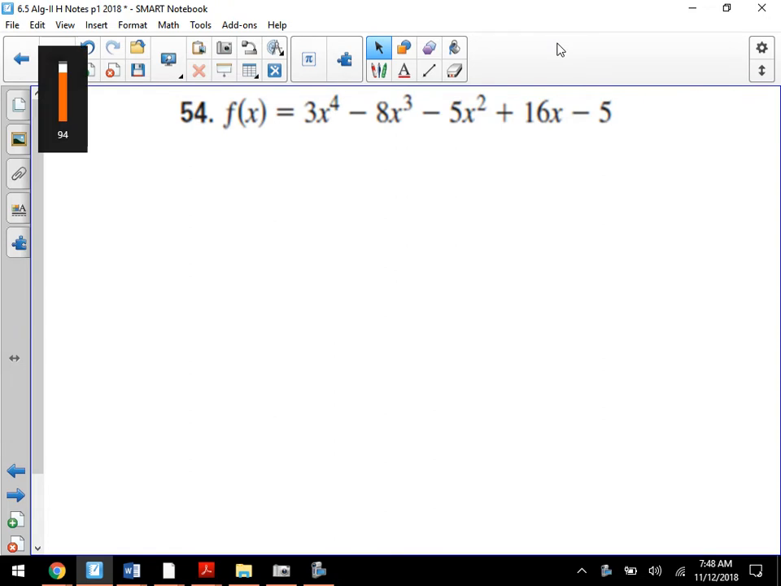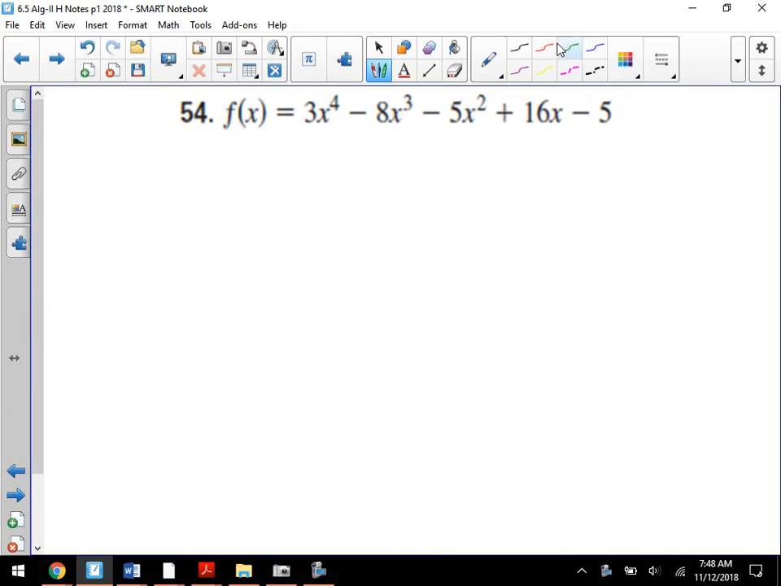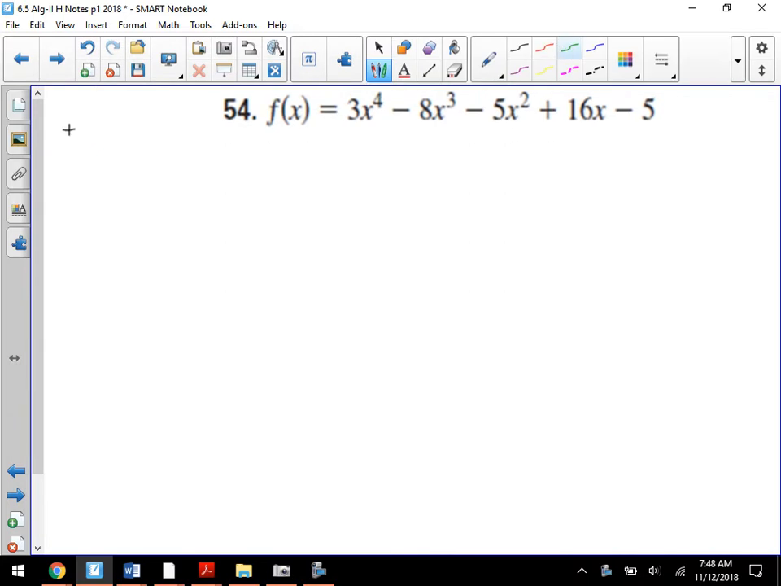So as we go through this one, you've got your list, plus or minus 1, 5 over 1 and 3, which basically means you have 1, 5, 1/3, 5/3, plus or minus, for your possible zeros. Okay. Yeah, 1 and 3 are the factors of 3. 1 and 5 are the factors of 5.